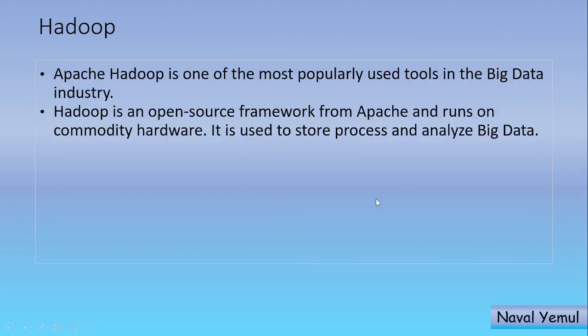So let us see the definition of Hadoop. Hadoop is nothing but a framework to solve complex data problems, or complex big data problems. It was donated to the Apache Foundation in 2009. Apache Hadoop is one of the most popular tools in the big data industry.